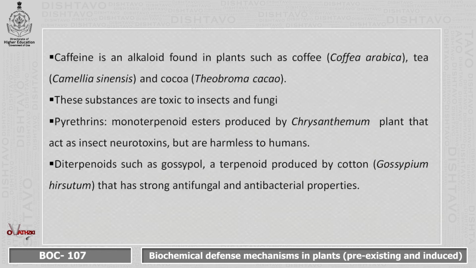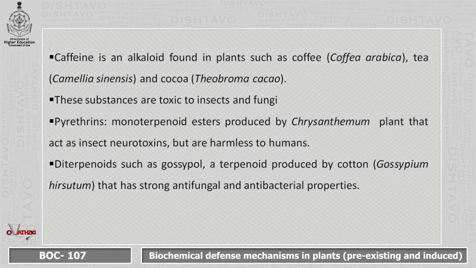Also, caffeine is an alkaloid found in plants such as coffee, that is Coffea arabica, then tea, Camellia sinensis, and cocoa, that is Theobroma cacao. These substances are toxic to certain insects and fungi. Then pyrethrin, a monoterpenoid ester produced by the chrysanthemum plant, acts as an insect neurotoxin but is harmless to humans.